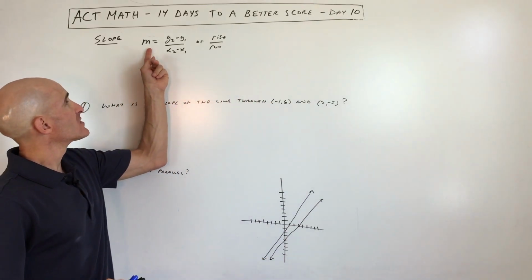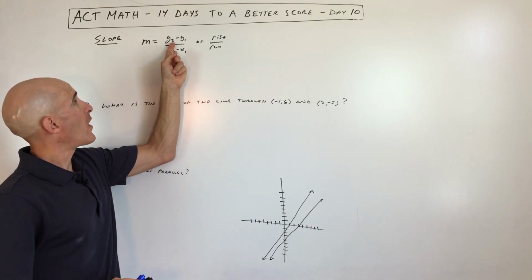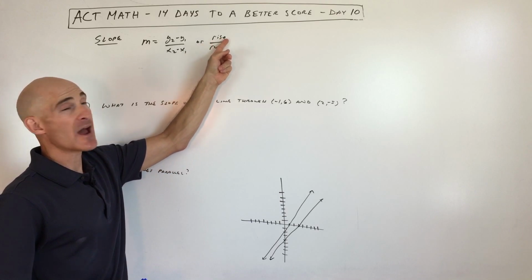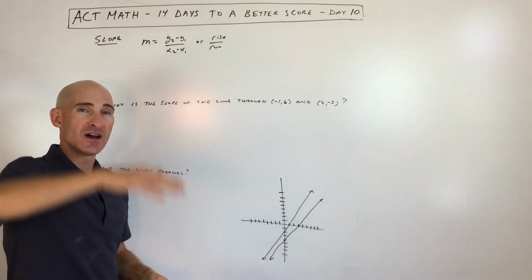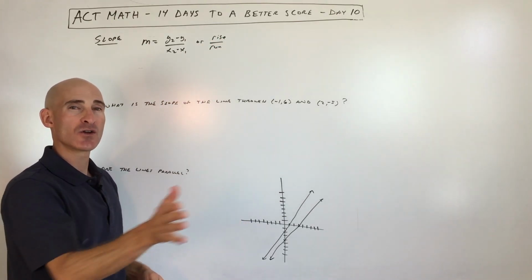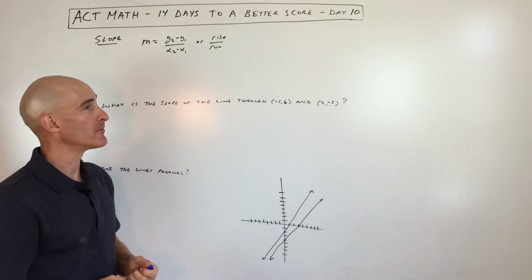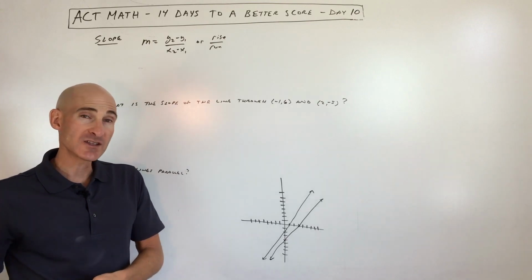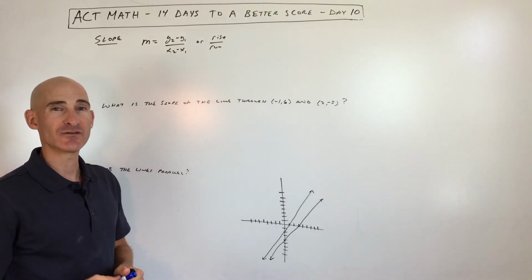First thing you want to know is the slope formula, which is y2 minus y1 over x2 minus x1, or sometimes written as the rise over the run. Rise is the up and down component, and run is the horizontal or the left and right component. Going up is positive, going down is negative, going right is positive, and going left is negative.